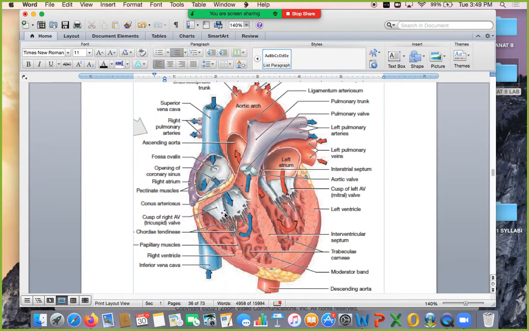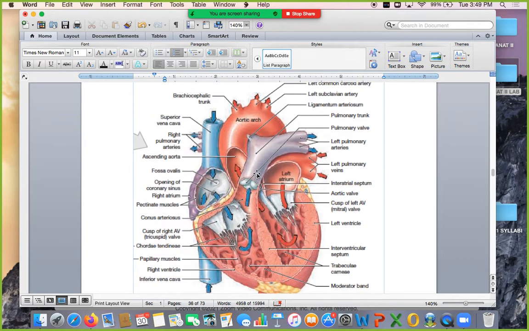Which valve is which? Where do we go from what ventricle? Which one's going into pulmonary circulation versus systemic circulation? Which ones are the semilunar valves? Which ones are the atrioventricular valves? All of that, totally fair game.